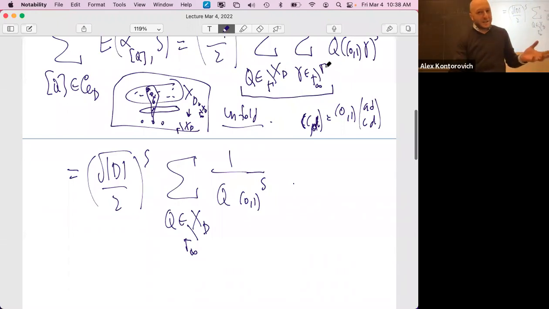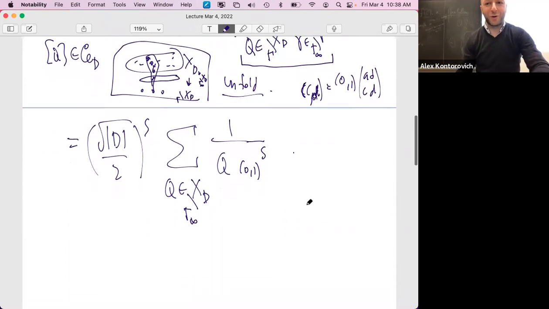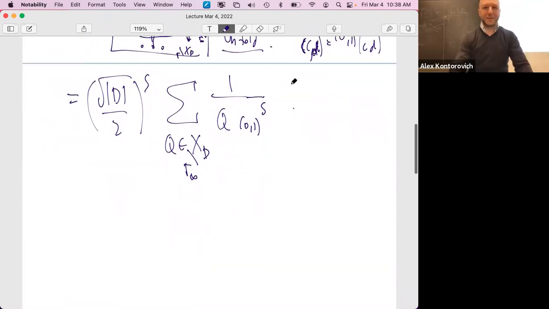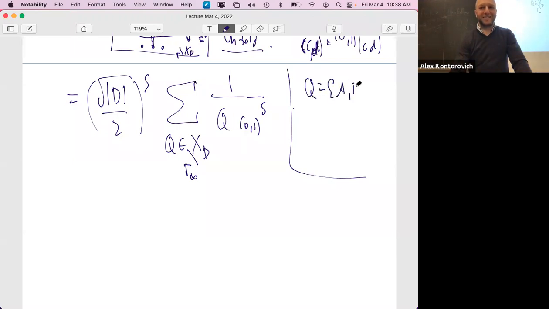Okay, so now I'm not summing over all gammas. I'm only summing over cosets, gamma infinity cosets of gammas. Oh, I see, so I'm recovering gamma infinity cosets of xd's. But let's make this even more explicit. I'm just asking because later on there are more delicate unfoldings, and we'll see some more unfoldings, like for the holomorphic Eisenstein series.